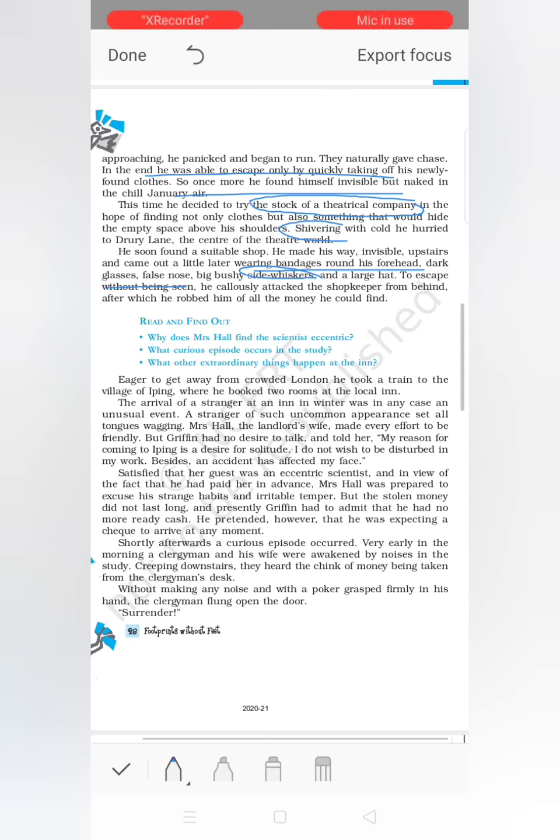And a large hat. To escape without being seen, he carelessly, the word carelessly, which means in a way that shows an insensitive and cruel disregard for others. So he carelessly attacked the shopkeeper from behind, after which he robbed him of all the money he could find.